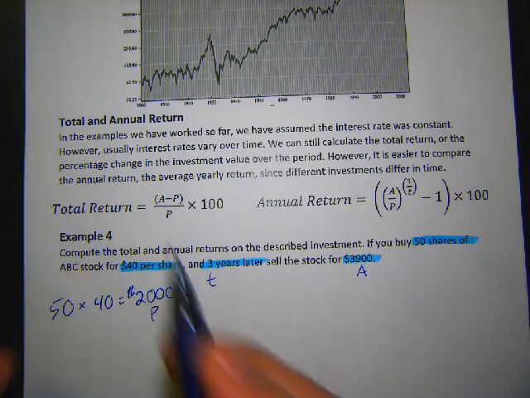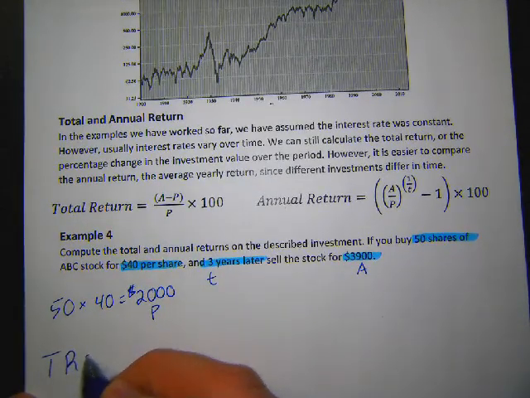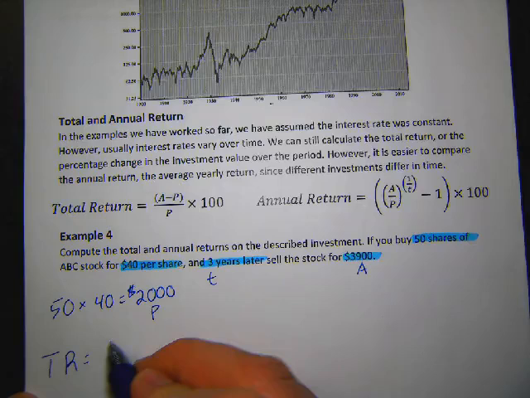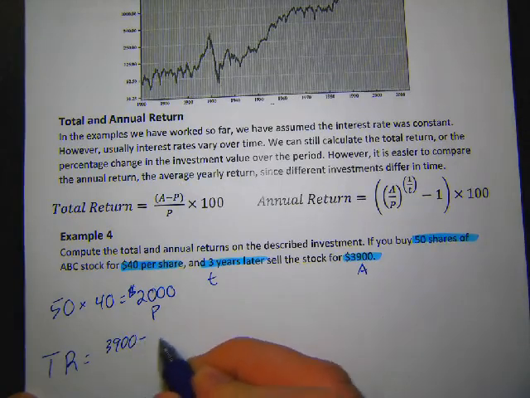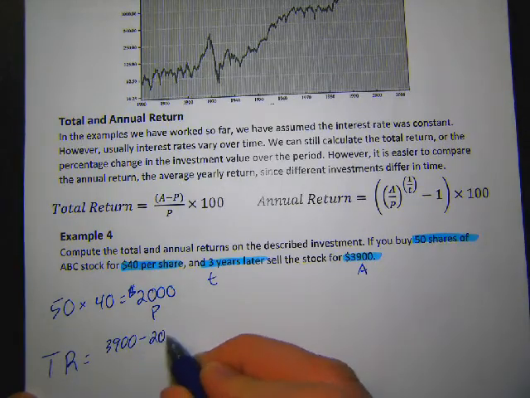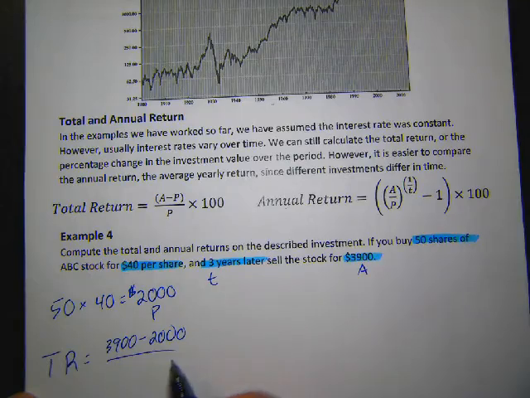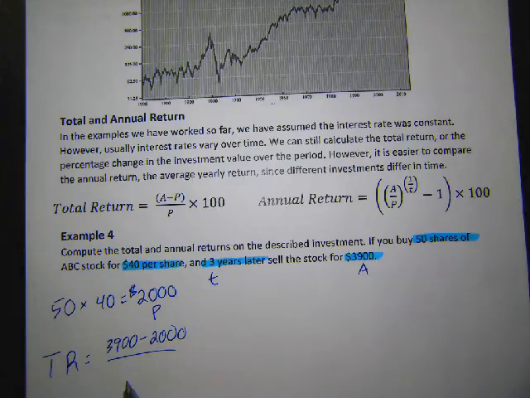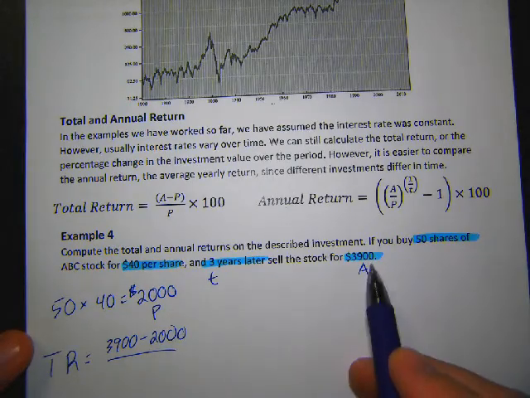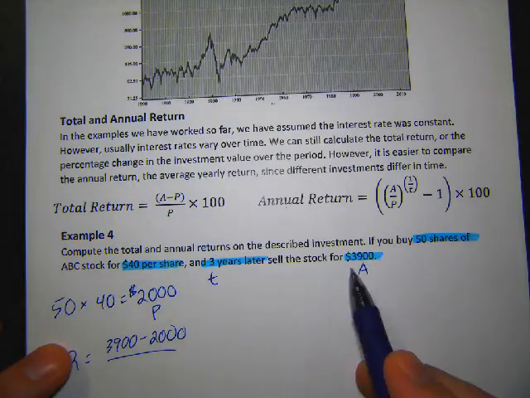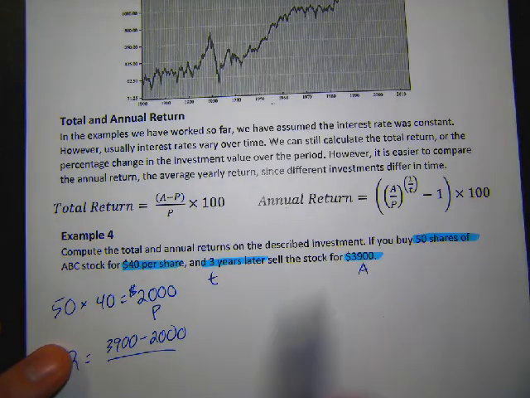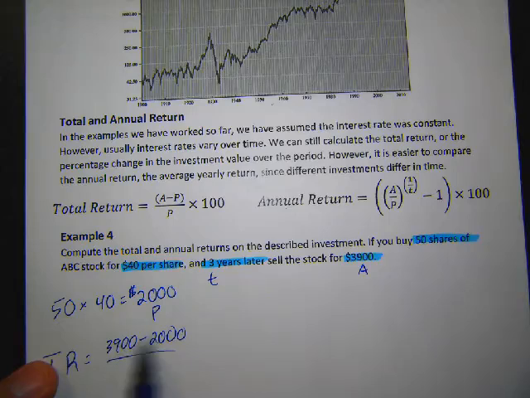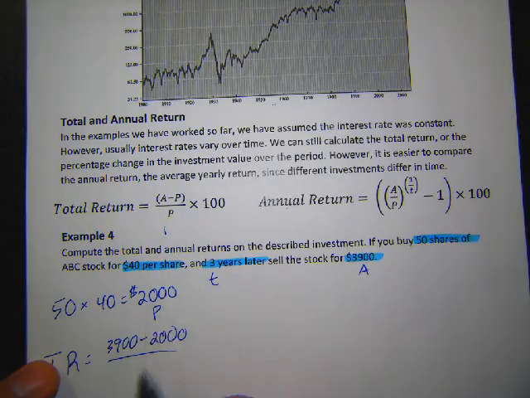So first, let's find our total return. So total return, I'm going to take A, which is 3,900, minus P, which is 2,000. And if you made profit, then this should be a positive number when you subtract these. If you got them backward and you get negative, that's a sign that you did it wrong, unless you lost money. It is possible to lose money on an investment. Maybe you sold it for less than you bought it for. But if you made profit on it, if you sold it for more than you bought it for, then this should be a positive. And you divide by P, not by A, but by P, so divide by 2,000.